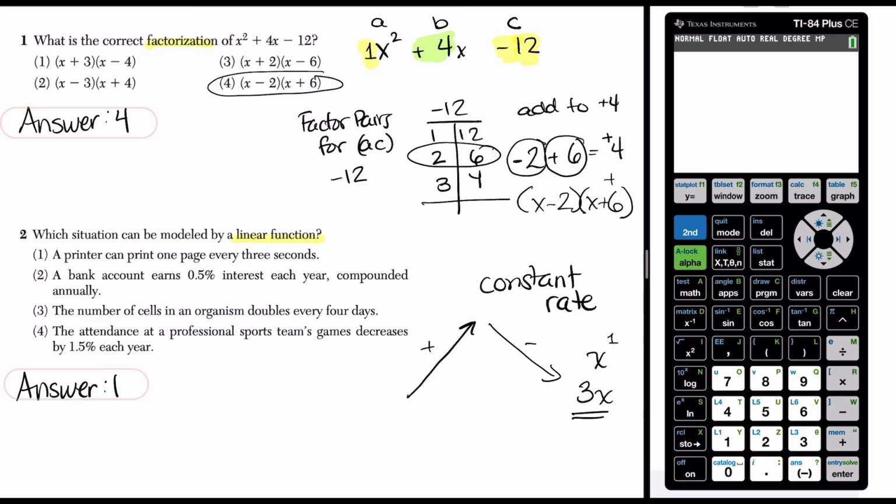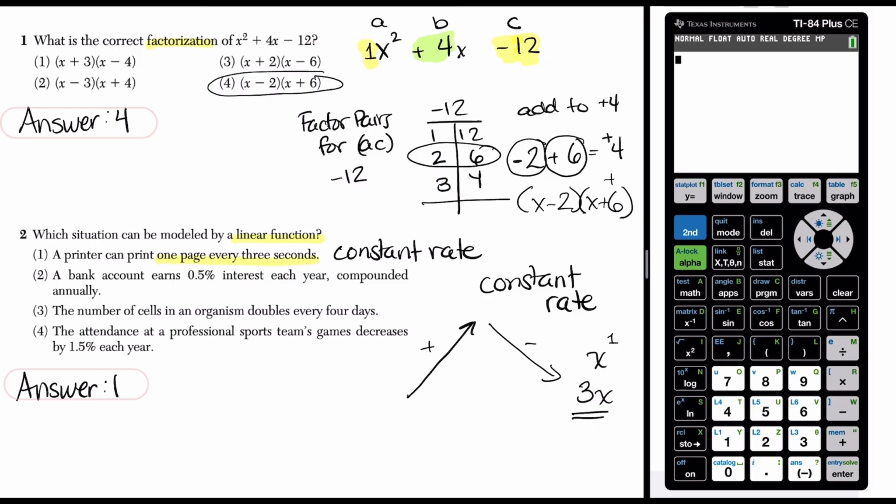So let's look at our examples here and think, where am I going to have the constant rate? Like it's never going to change. I'm always either adding or subtracting the same number. I'm always going to get the same difference. In the first one, I have a rate. A printer can print 1 page every 3 seconds. That's constant. That's why it's our correct answer. With the other ones, this is the kind of question where you should look at the other ones just to rule them out.